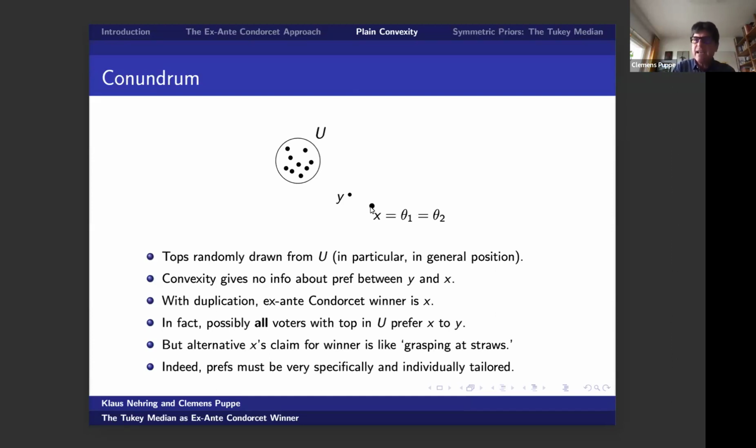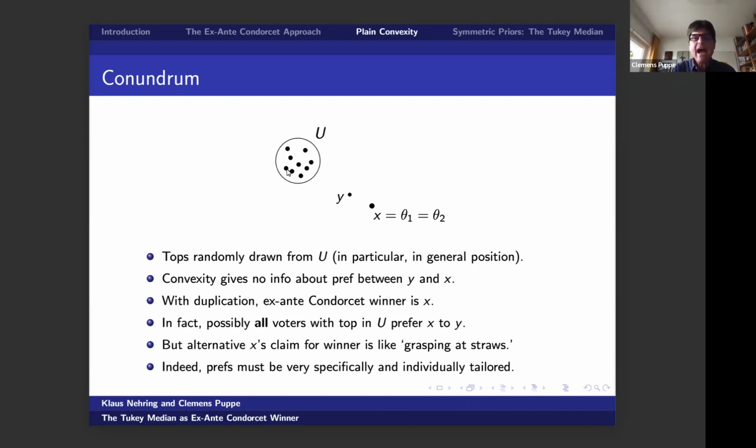So here is the analysis of this conundrum. I can construct very particular profiles that would give me that X is actually ex ante preferred to Y. But these profiles are completely unnatural in the sense that for each voter, I have to find another very particular preference. So let's now solve this conundrum simply by saying where exactly the point is should have no impact on what I believe about the preferences.